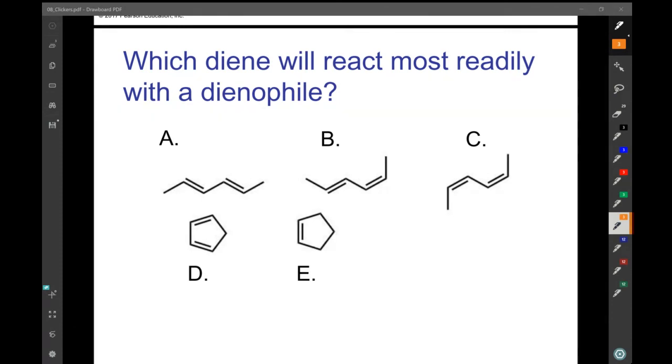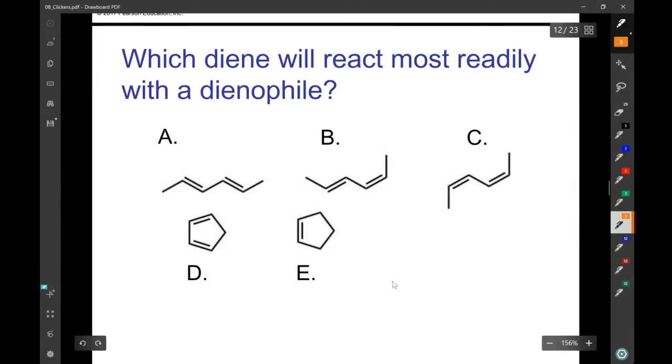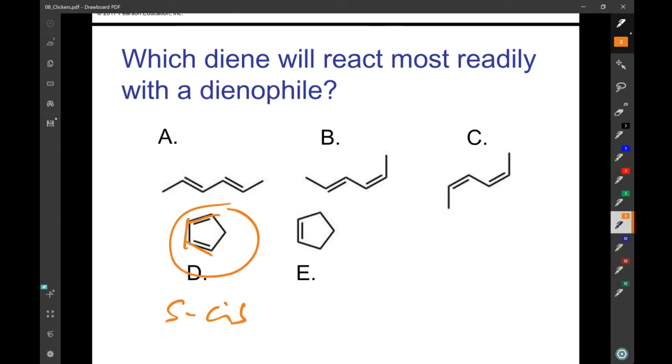Yes, most of you have it correct. D will be our correct structure because D is the only structure that is locked in the S-cis conformation. Only the S-cis conformation can undergo the Diels-Alder reaction. A will not because this is S-trans. This is also S-trans, and this is also S-trans. This is not even a dienophile. So the only correct one will be D. Does that make sense?